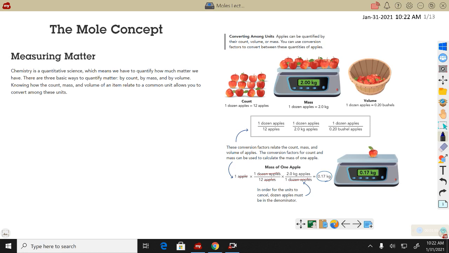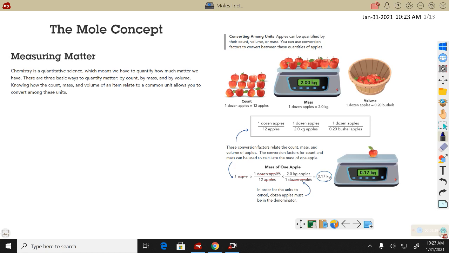We can quantify by mass. So 12 apples is a dozen. A dozen is 2 kilograms. Or we can maybe quantify by volume. A dozen apples weighs 2 kilograms. Or maybe a dozen apples would be 0.2 bushels. And all of these are relationships that we can use to convert between different units.